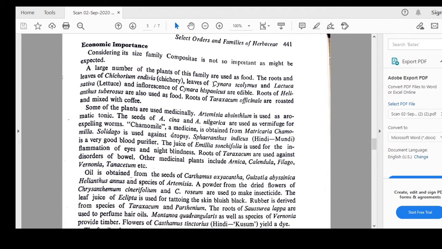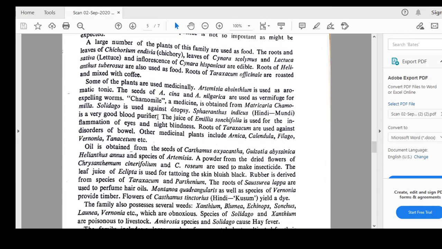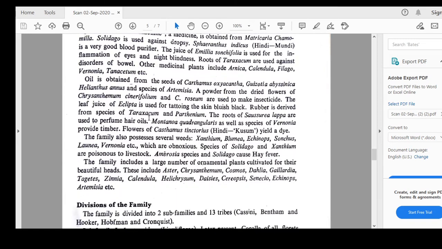And some plants are used as food. Roots and leaves of Cichorium endivia, leaves of Cynara and Lactuca sativa, that is lettuce, very popular. Lettuce leaves we use, and ornamental plants we all very well know: aster, chrysanthemum, cosmos, dahlia, gaillardia, calendula, daisies, etc. And oil is also obtained from the seeds of Carthamus.